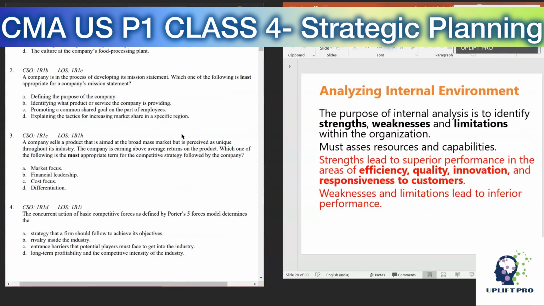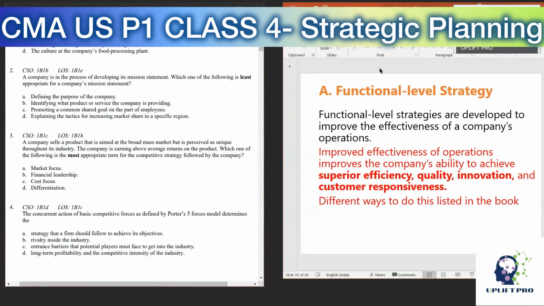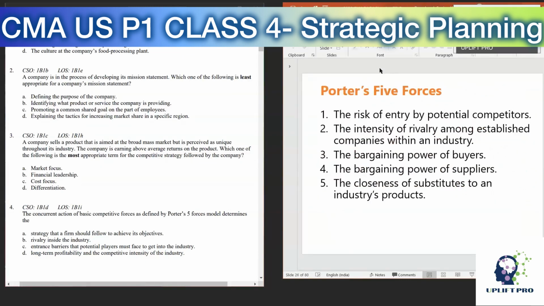Okay, question number 4. 4C, entrance barriers. Here it is. Porter's 5 forces. The concurrent action of basic competitive forces as defined by Porter's 5 force model determines the barriers to a new entrant.